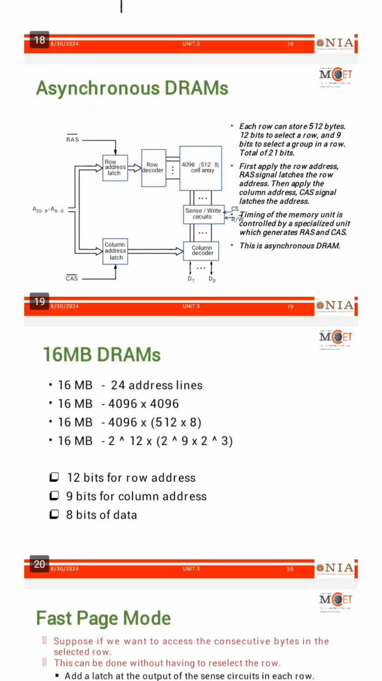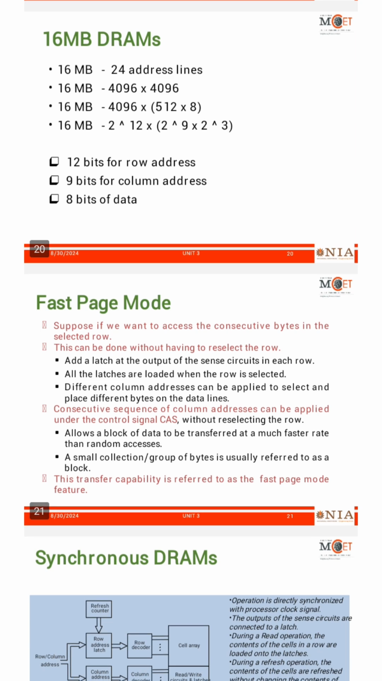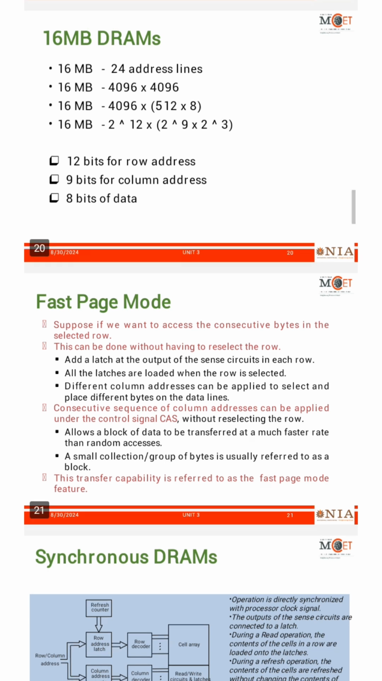For example, 16 MB of DRAM can consist of 24 address lines, a 12-bit row address and 12-bit column address, and 8 bits of data. One example is the fast page mode. This is explained based on a group of selections of data which can be transferred as fast as random access, and it is also referred to as block transfer. It can be applied to the selection of different bytes on the data lines.